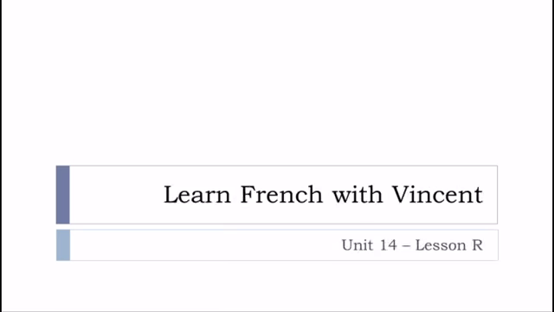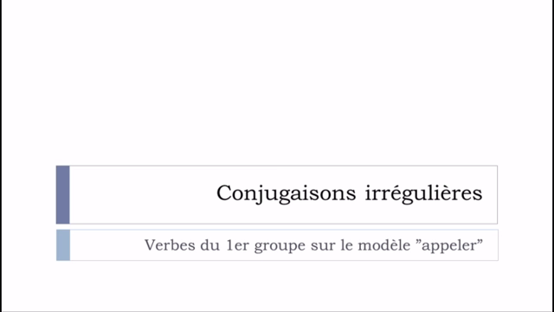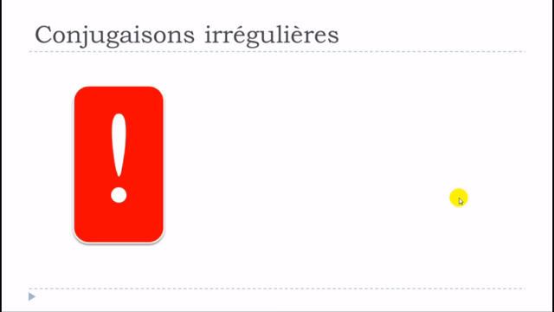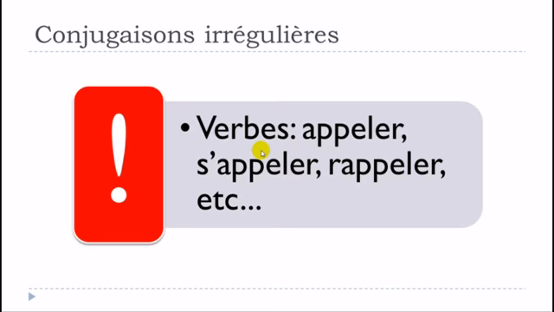Bonjour à tous and welcome to Learn French with Vincent. This is Unité 14, leçon R, and in this lesson we'll work on les conjugaisons irrégulières, and we'll see especially the verbs like appeler, s'appeler, rappeler, se rappeler, and then interpeller.